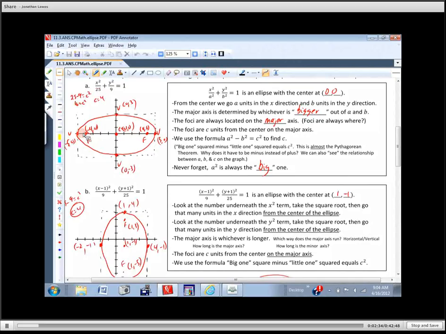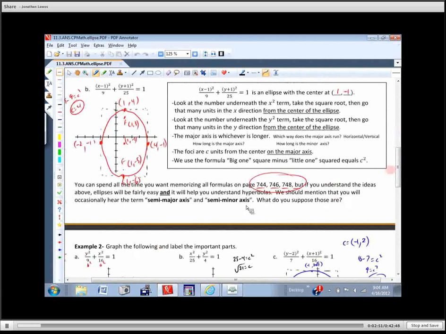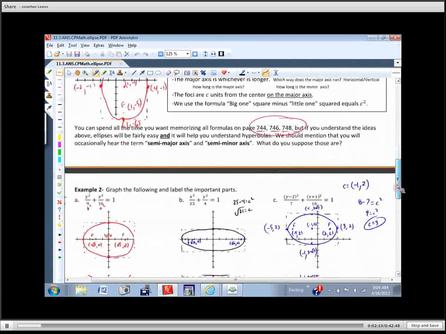Okay, so this is going to tell us how far we go in the x direction. We're going to go 5. Well, we've got to go something less than 5 to go from the center to the foci. So we do that by taking 25 and subtracting the smaller one. Okay, big one minus the small one equals c squared. Okay, we graphed a couple of these. We looked at semi-major axis, semi-minor, all that sort of stuff, and then we graphed these guys right here. Any questions?